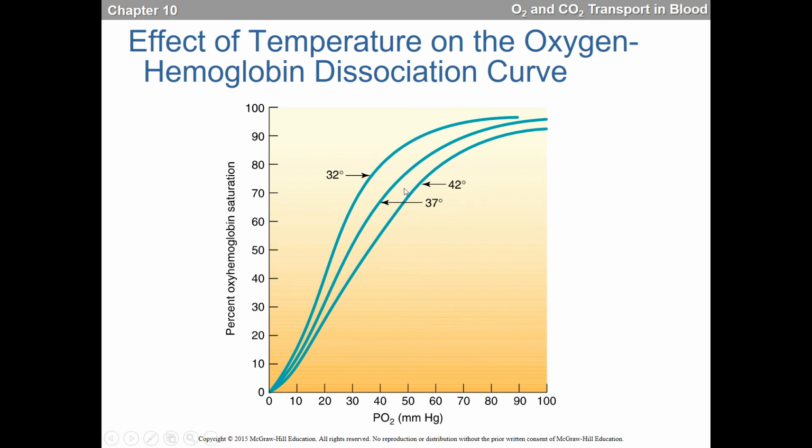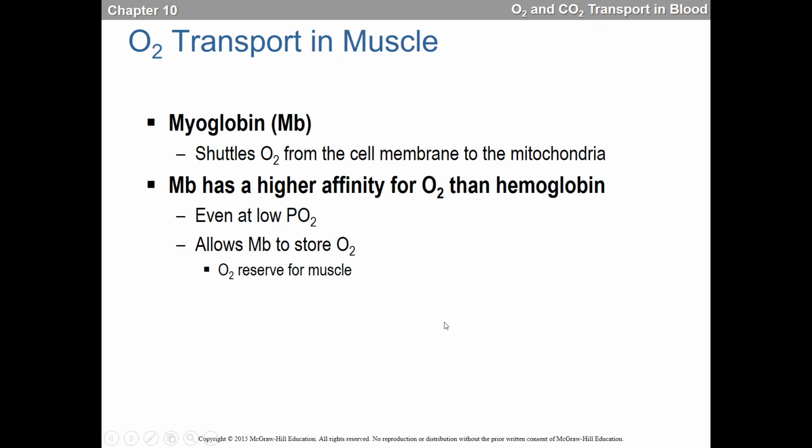Now, similar thing in terms of temperature. So our normal temperature is 37 degrees Celsius or 98.6, whatever you want to think with that. Now, if we're starting to get warmer, 42, it's going to come off at a higher PO2, right?